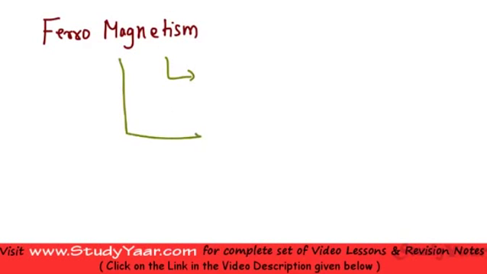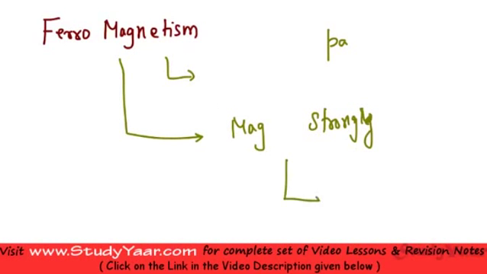Your ferromagnetic materials tend to get magnetized very strongly. Your magnetization in a paramagnetic material is very feeble. Your magnetization in a ferromagnetic material is very strong. So the reason for this is your ferromagnetic materials have spontaneous magnetization.